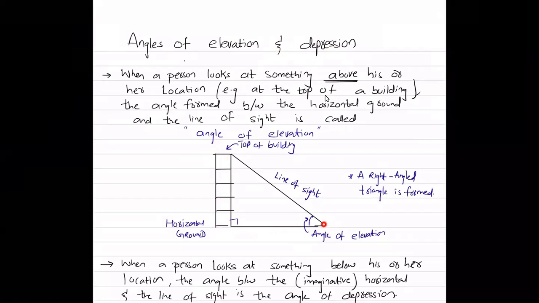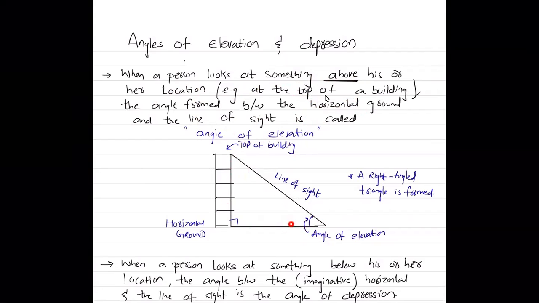If you are standing at this point, some distance away from the foot of the building, and you look at the top of the building, the angle that your line of sight makes with the horizontal line on the ground is known as the angle of elevation. So when a person looks at something above his or her location, for example the top of the building, the angle formed between the horizontal ground and the line of sight is called the angle of elevation.